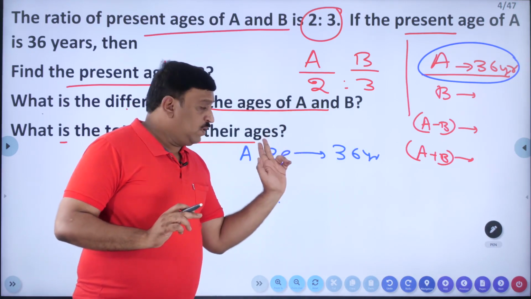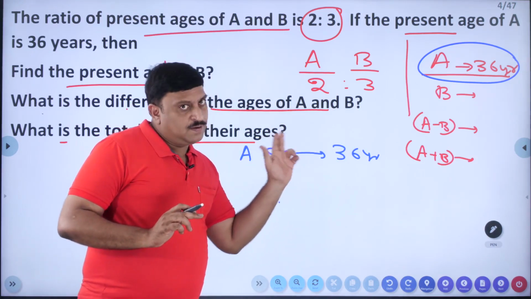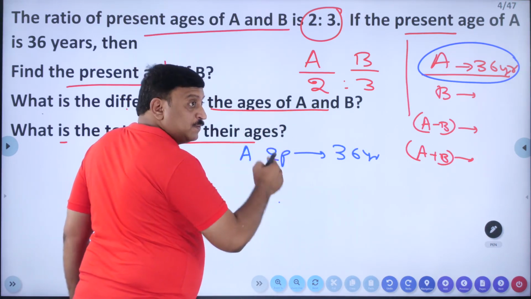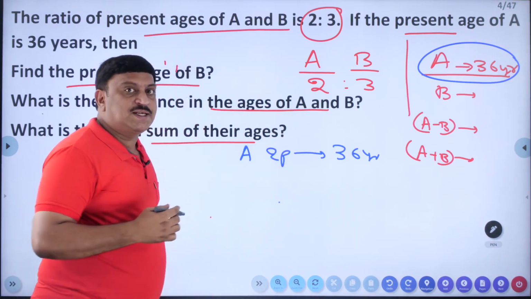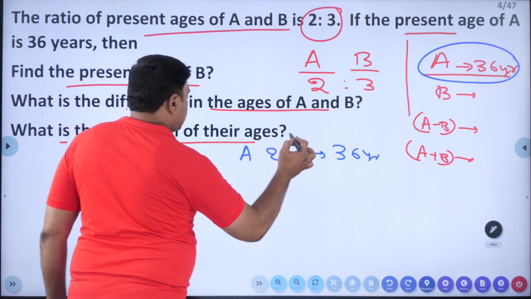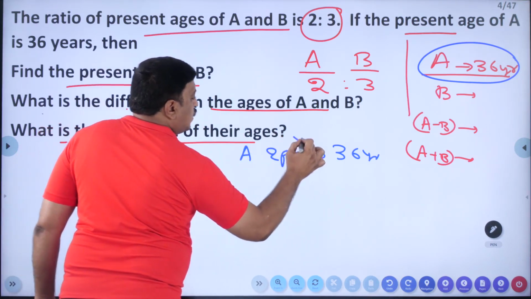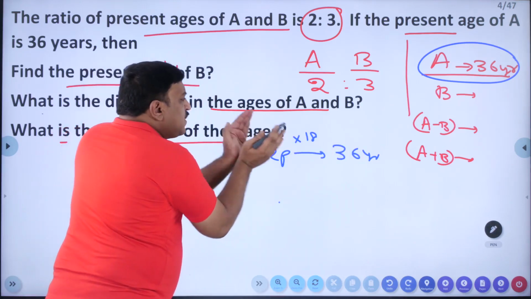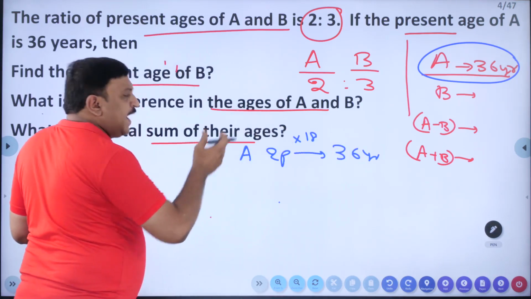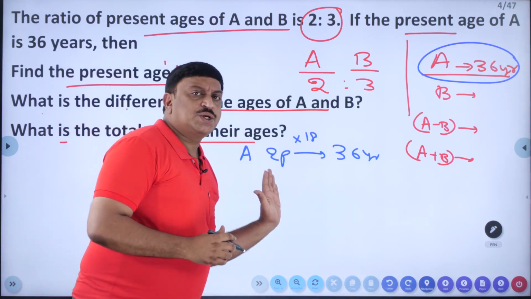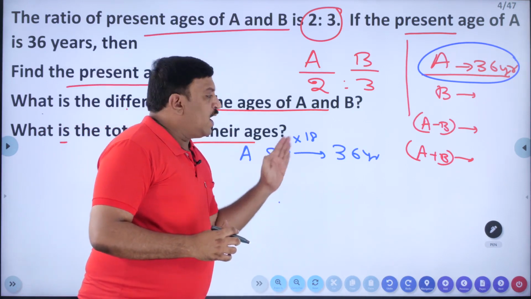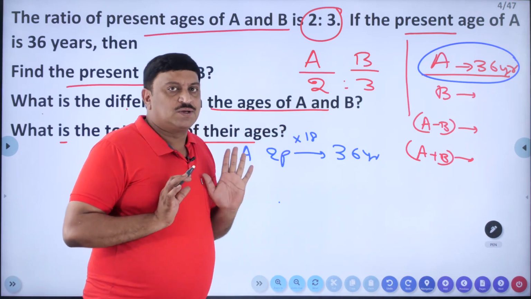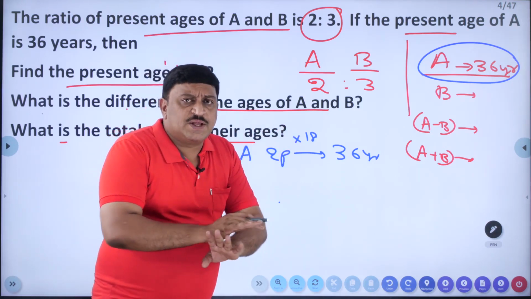Is it horizontal or vertical? Horizontal, right? 2 into how much? 2 into 18. 2 18s is 36. Make it a habit of writing it like this, that 18 times. The left hand side ratio parts are related to that by multiplying with how many times? 18 times, that's all.